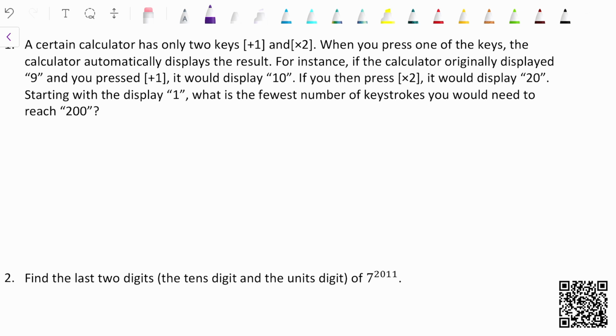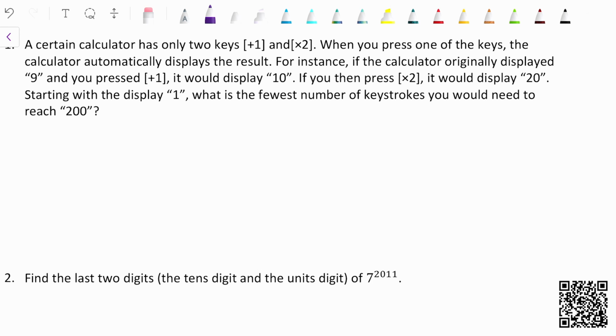Today's first question is: a certain calculator has only two keys, plus 1 and multiply by 2. When you press one of the keys, the calculator automatically displays the result. For instance, if the calculator originally displayed 9 and you press plus 1, it would display 10. If you then pressed multiply by 2, it would display 20. Starting with the display 1, what is the fewest number of keystrokes you would need to reach 200?